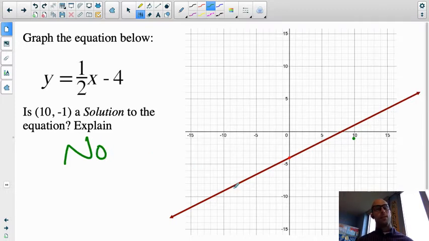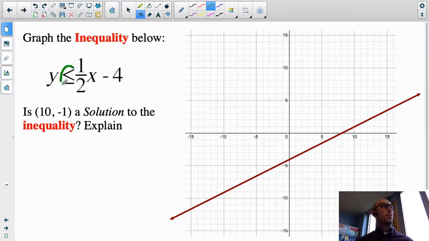All right, here's where we're going to take this to the next level. What if this equal sign here was an inequality symbol? This is what we're going to be doing now. So if I want to graph the inequality below, it's similar in that the line here is going to be part of it. It plays a very important role. Really, it's a boundary for this inequality.